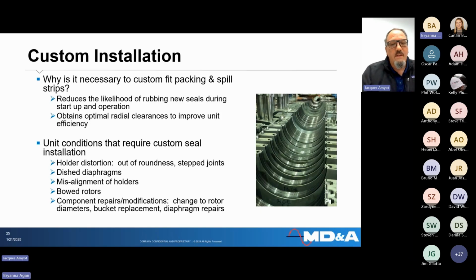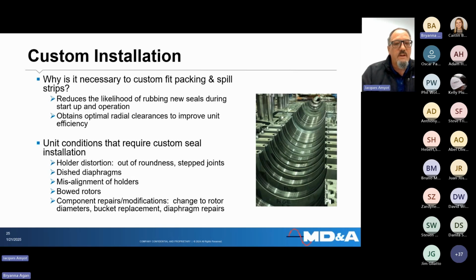One of the other things they can do is fine tune the radial clearances, which helps improve unit efficiency. Basically, again, making sure that we obtain optimum radial clearances. There are various things that might require more work as part of the custom seal installation. Again, we're talking about holder distortion.